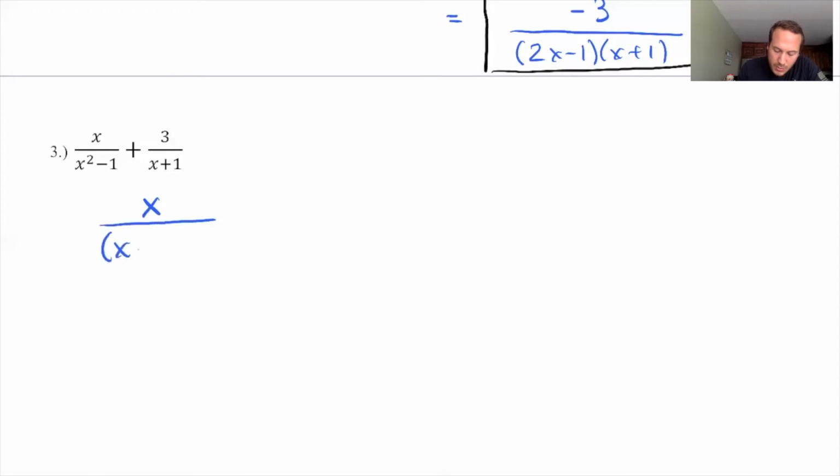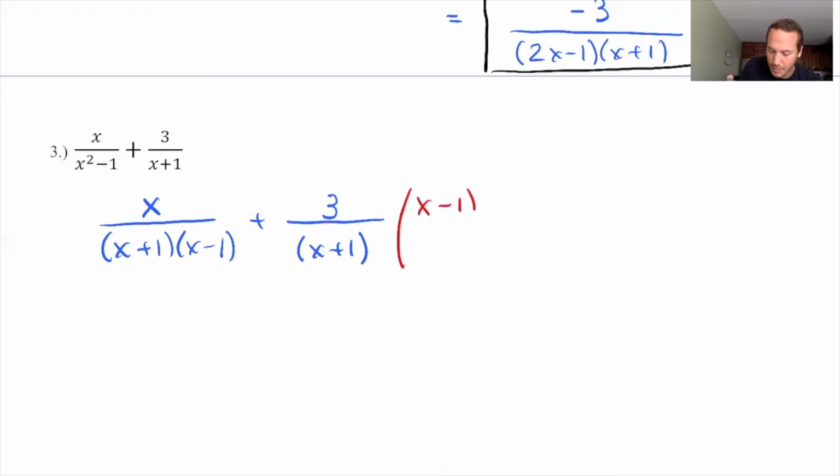And we all know that x squared minus 1 factors to x plus 1, x minus 1. And now by doing this, let's see what I did. I can now clearly see that the LCD is x plus 1, x minus 1. And because of that, I don't need to multiply the left fraction by anything. I only need to multiply the right fraction by x minus 1 over x minus 1. And when I do that, the left fraction does not change.